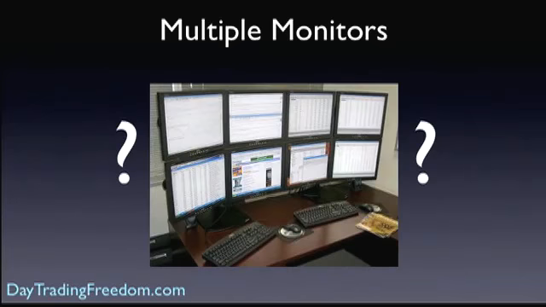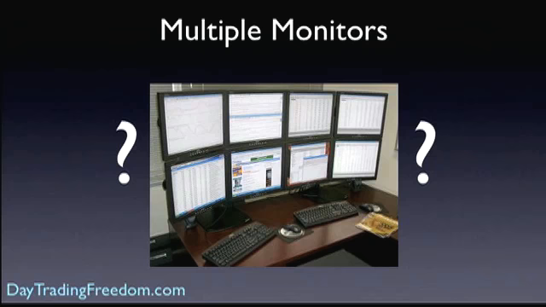Alright, next question, which comes up a lot: do I need loads of monitors to trade with? And this image is, I think, one of the misconceptions of day trading. People seem to think that you need hundreds of monitors, hundreds of charts all over the place to be able to trade successfully, profitably. Now I look at that and to me that's a complete nightmare.